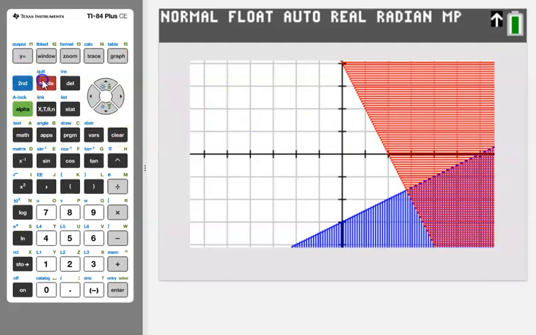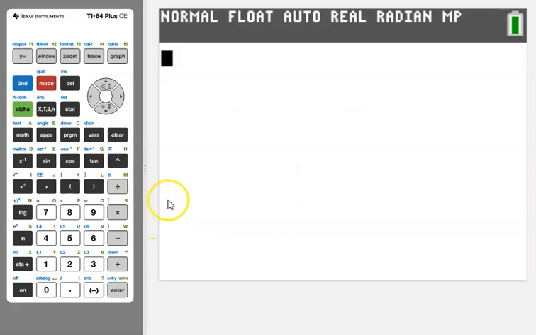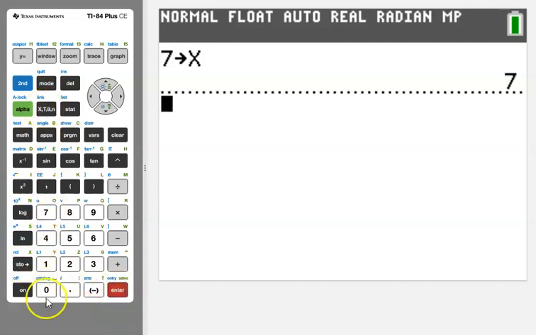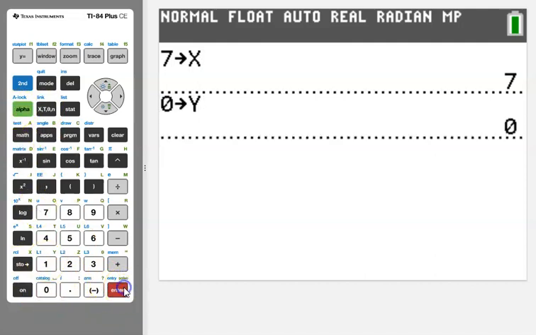So I'm going to go to second mode, or you can just type clear to get out of here. What we're going to do is take the first solution I gave you, 7, 0, and test it. And here's how you do that. You type 7 store x, enter, and 0 store alpha 1, enter. Now what I will do is I will type both of the inequalities. If this ordered pair makes the statement true, then I will get an answer of 1.